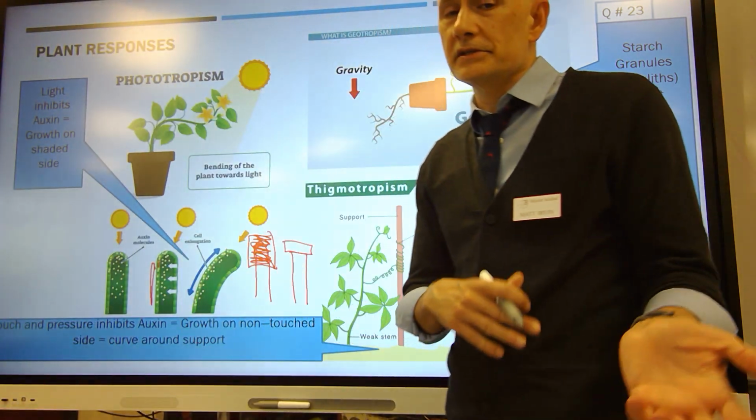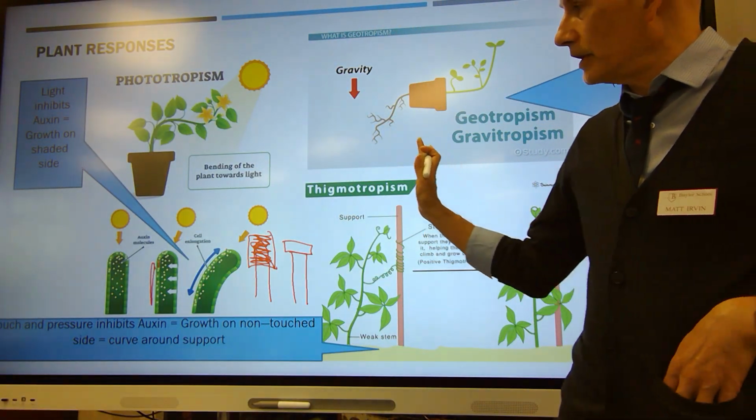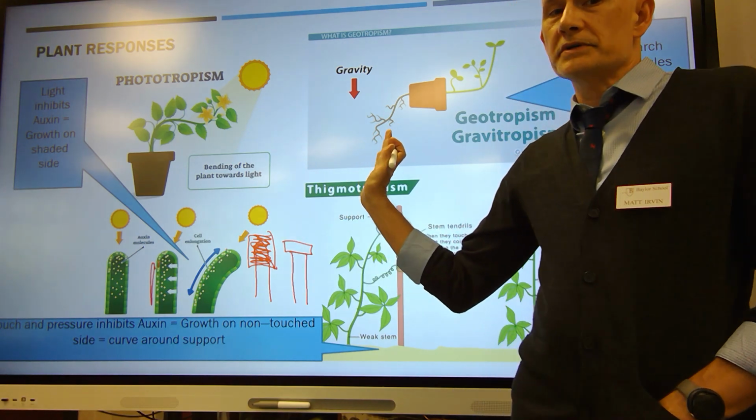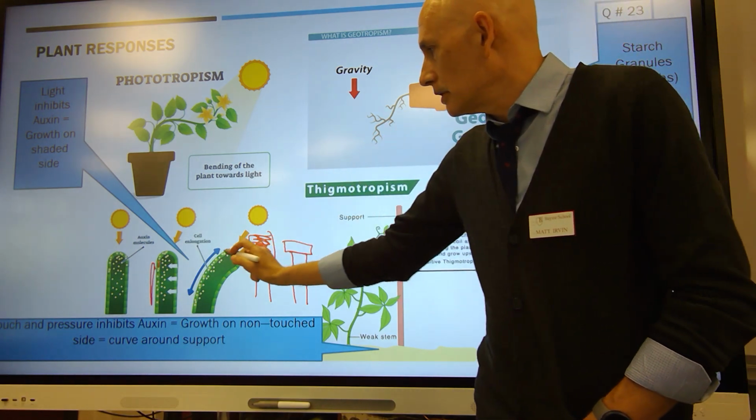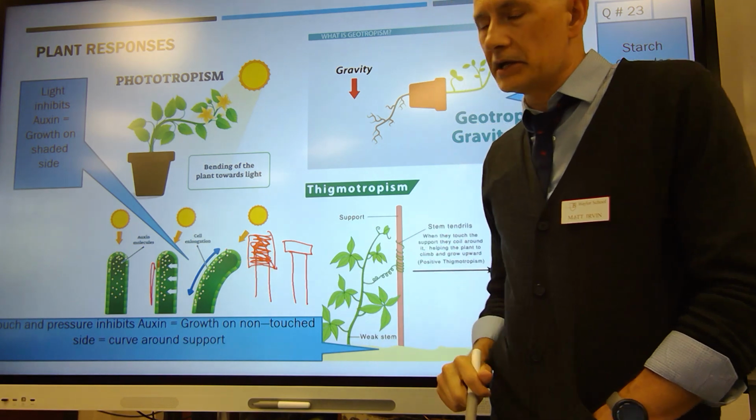So just know that auxins cause cell elongation. Where there's sun, it's going to grow towards the sun because the auxins are on the shaded side, because the light blocks the auxin.